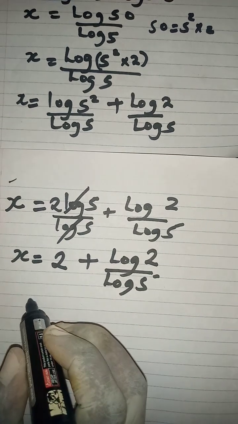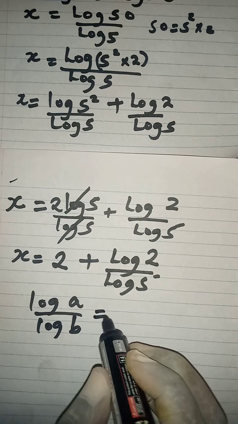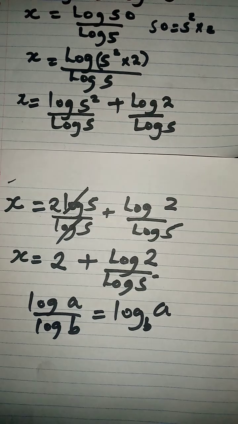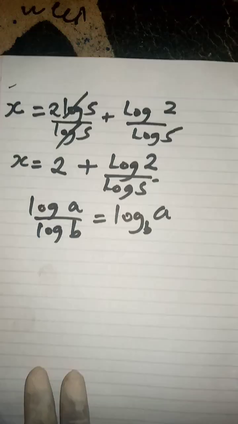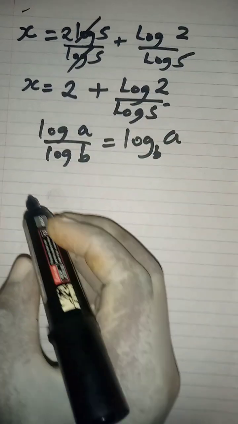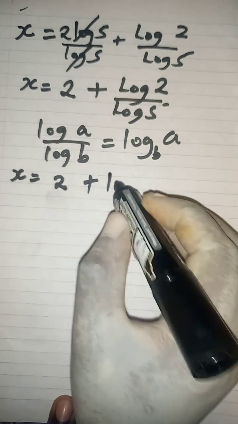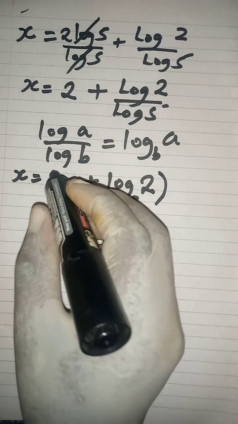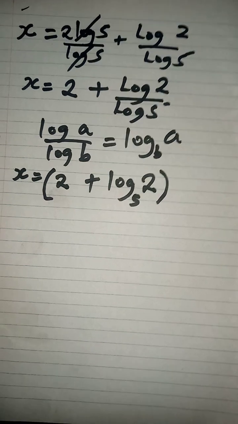You also need to recall that when you have the log of a over the log of b, this can be written as the log of a to the base of b. So b is going to be the base. So that means my final answer for x becomes 2 plus the log of 2 to the base of 5 as the final answer for the value of x.